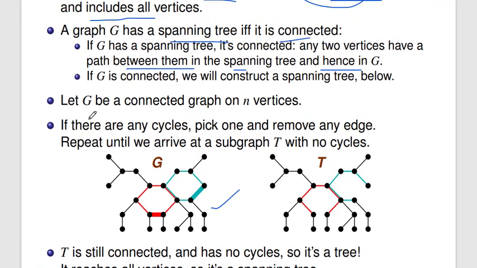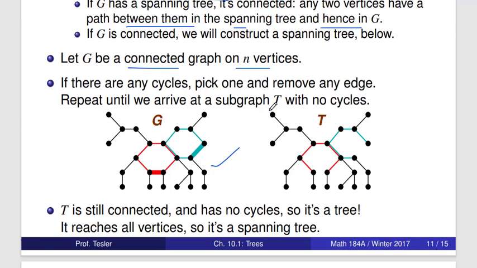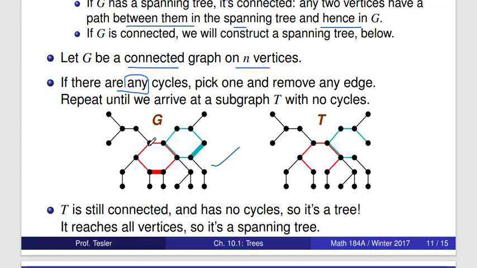Let's assume G is a connected graph of n vertices. If there is any cycle, here we have two cycles, red and blue. Pick one cycle and remove any edge. Repeat until we arrive at a subgraph T with no cycle. We have to transform this graph into a subgraph that has no cycles. Here they have removed this edge. We can remove any edge. Now take the second cycle. They have removed this edge. Now we can see that there is no cycle. T is still connected, so it's a tree. It's called a spanning tree and it reaches all vertices.